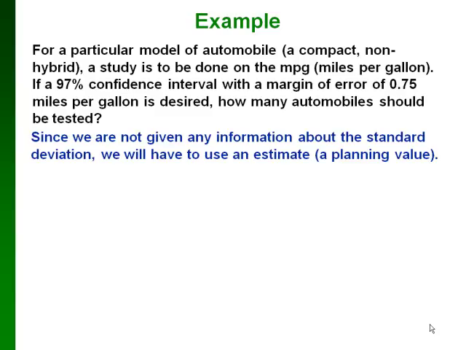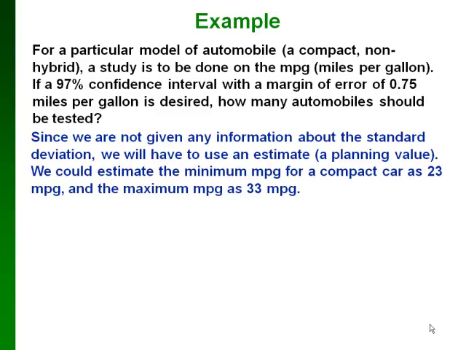Here's an example. For a particular model of auto, a study is going to be done on the miles per gallon. If we want to have a 97% confidence interval with a margin of error of 0.75 miles per gallon, how many automobiles should be tested? So what we're asking is, what does the sample size need to be in order to get that confidence level and that margin of error? Here we don't have any information about the standard deviation. So we will have to find a way to estimate that.